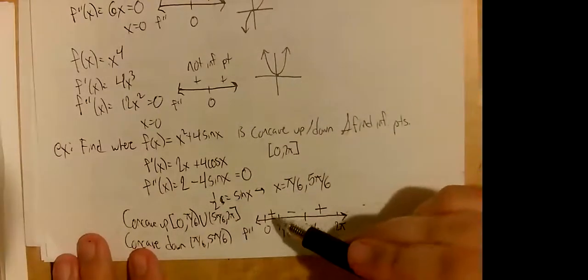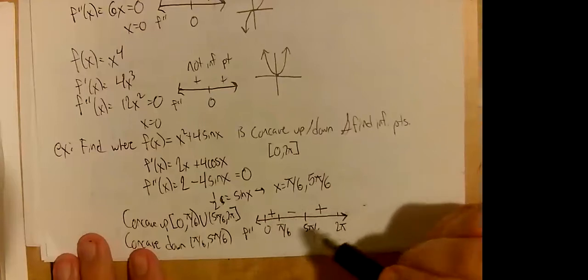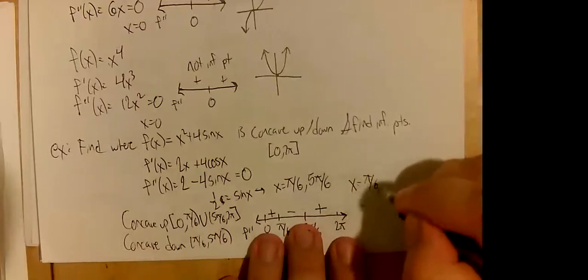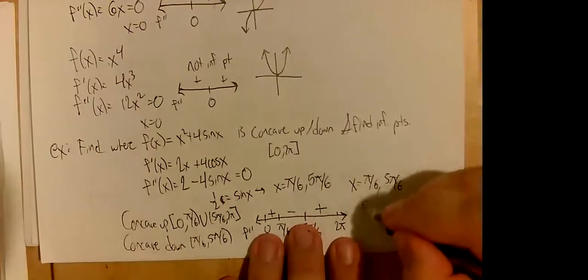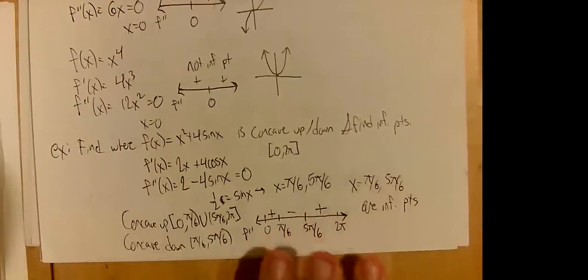All right, and then also we notice that the sign changes over every single one of these potential inflection points. So it turns out that x equals pi over 6 and 5 pi over 6 are, in fact, inflection points. These change sign here. All right, so there we go.